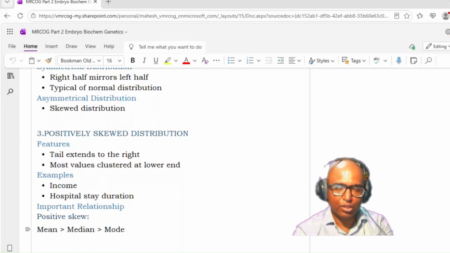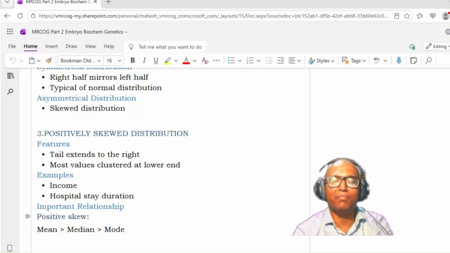Here you should remember the relationship between the mean, mode, and median. Here the mean is always more than the median, and the median is always more than the mode. What we have seen in the normal distribution is that mean is the same as median, and median is the same as mode. But when you have a positively skewed distribution, your graph is like this.